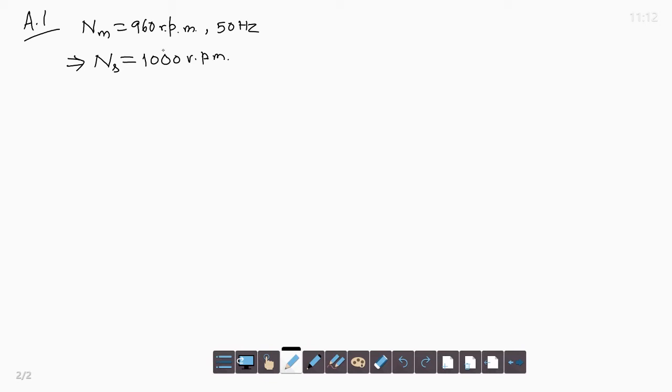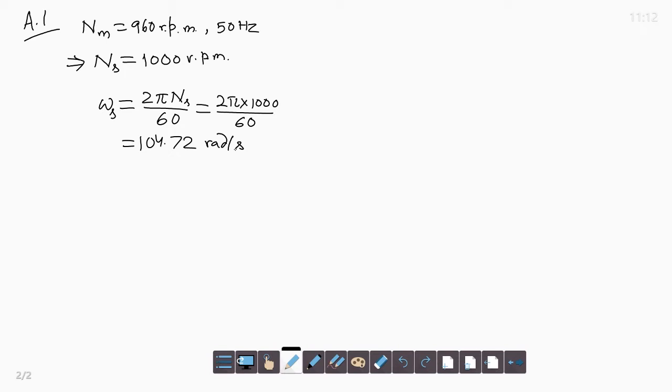So, corresponding to that synchronous speed, omega s is 2 pi Ns by 60, Ns is 1000. So, it is 2 pi 1000 by 60. You can find out, it is 104.72 radian per second. Then we will find out slip at which maximum torque occurs in the motor.